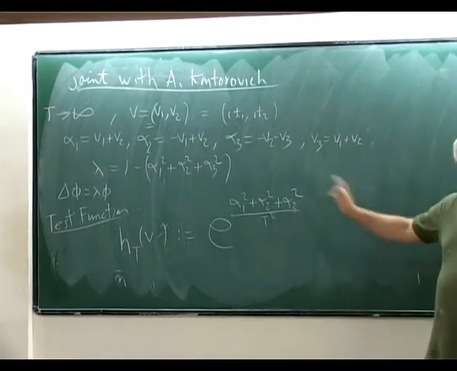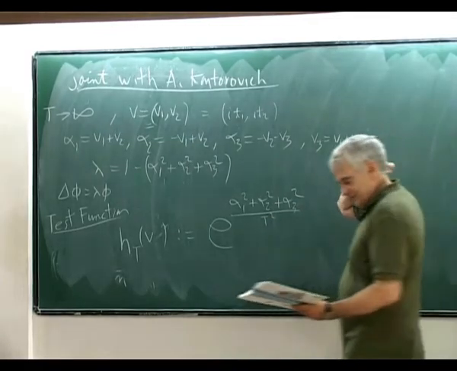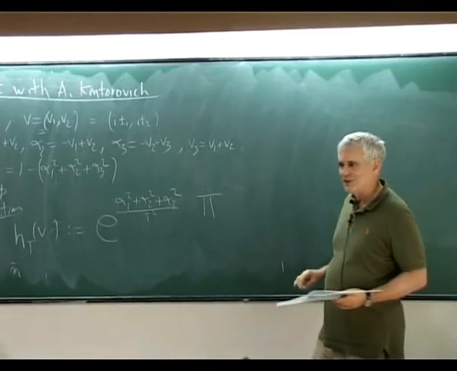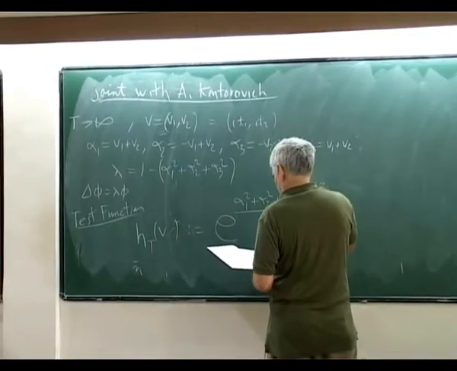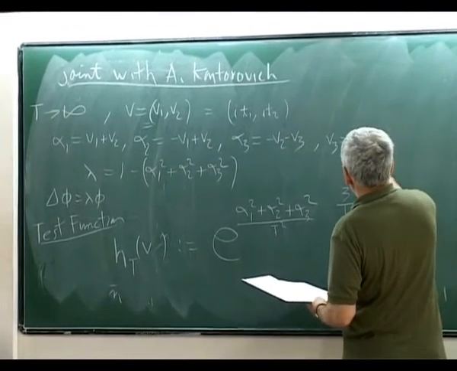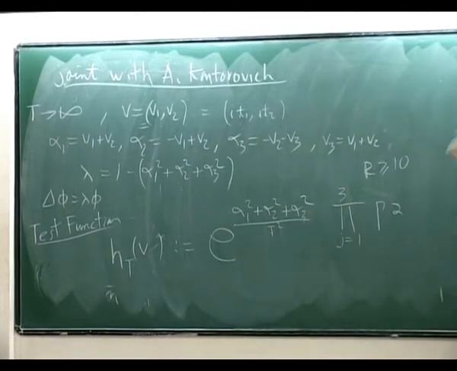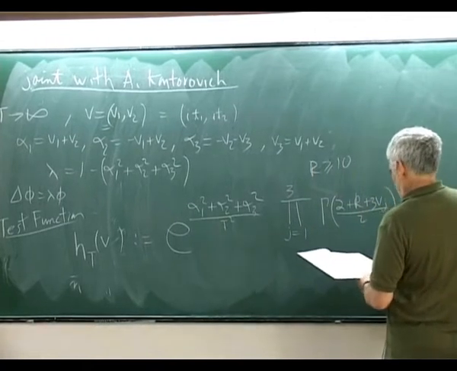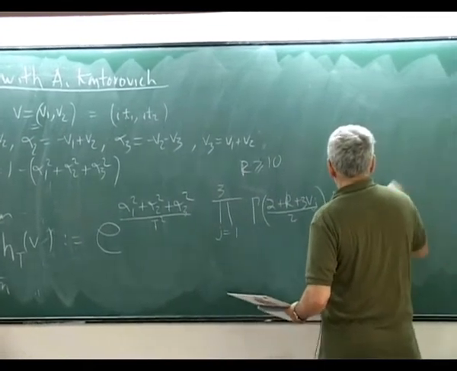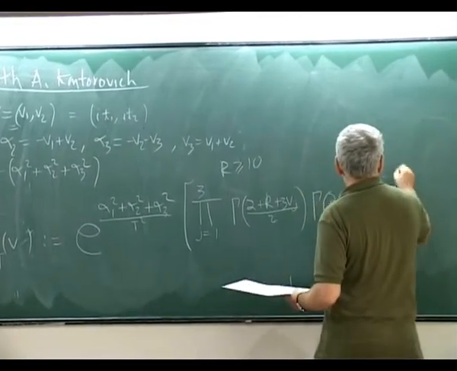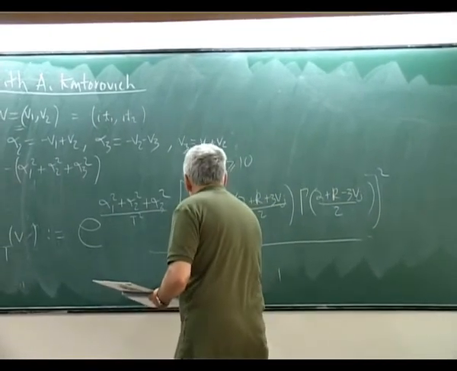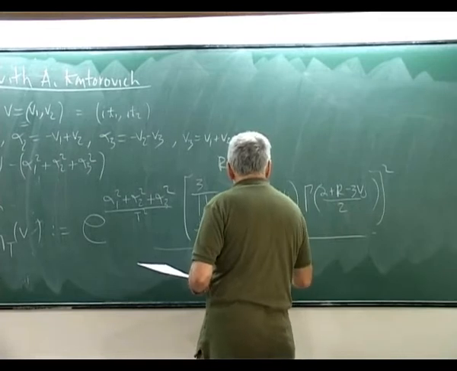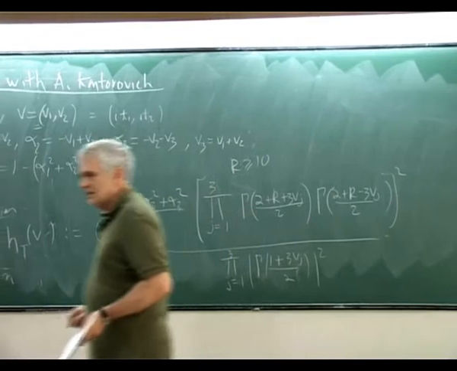So we first tried to do everything with this function, and it didn't work. So we had to modify this function. So the modification is as follows. It took us a year and a half. We tried various modifications, and we finally found one that worked. It took a long time, but this is the natural thing. I'm going to take r to be any number bigger than 10. We can do it as long as r is bigger or equal to 10. So it's gamma of 2 plus r plus 3 nu j over 2, and then gamma of 2 plus r minus 3 nu j over 2. This whole thing will be squared. And then we divide by the product j equals 1 to 3 of gamma of 1 plus 3 nu j over 2, absolute value squared. Anyway, this is the test function that we use.